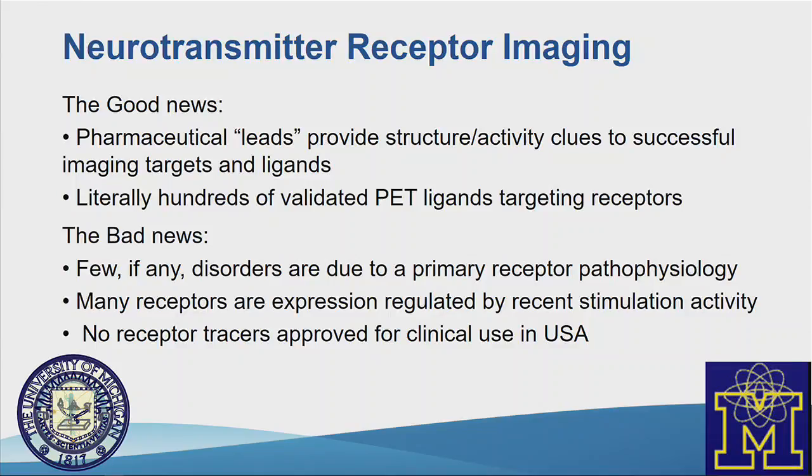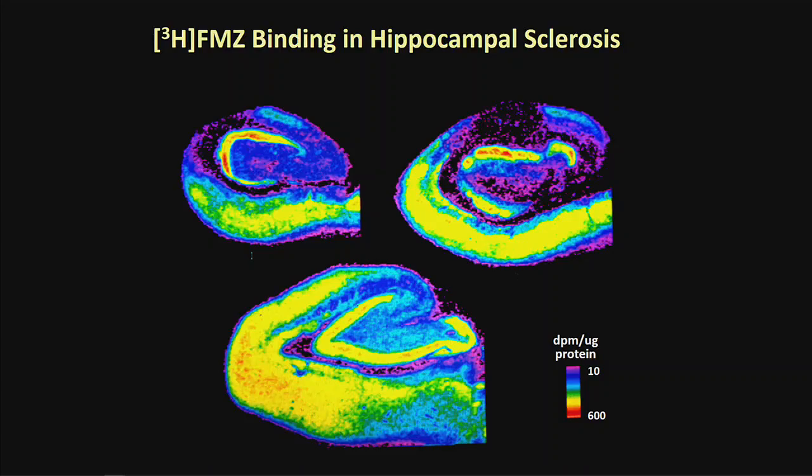And then, as a consequence, partly of this, there at the present time are no receptor tracers that are approved for clinical use, at least in the US. Now, there's some dopamine D2 receptor ligands that are used in Europe, and I believe some of these may be reimbursed, but I'm not entirely clear on that. So I can show you examples of what might have been clinically translatable, although has not yet come to pass.